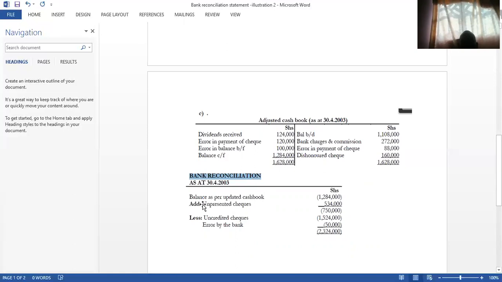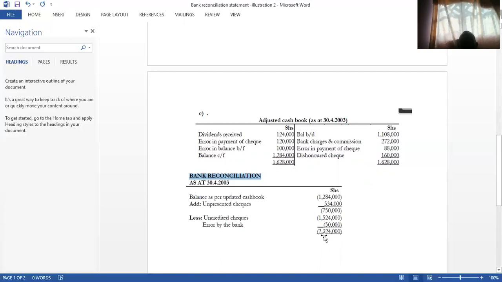And now we add the unpresented checks, then we raise uncredited checks. Errors that reduce the bank balance: if, for example, the bank had made an error of reducing our bank balance, it should have been added here. If it is an error that increases our bank balance, which is actually the case that took place here, it is normally subtracted together with the uncredited checks so that we can get the figure here.